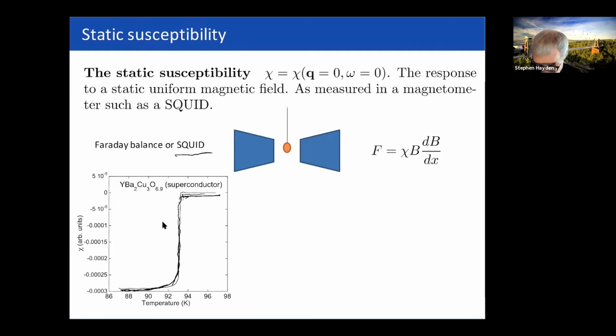So that would be the Q equals 0 and omega equals 0 susceptibility that you would measure in a magnetometer. So you apply a field and just measure the moments.